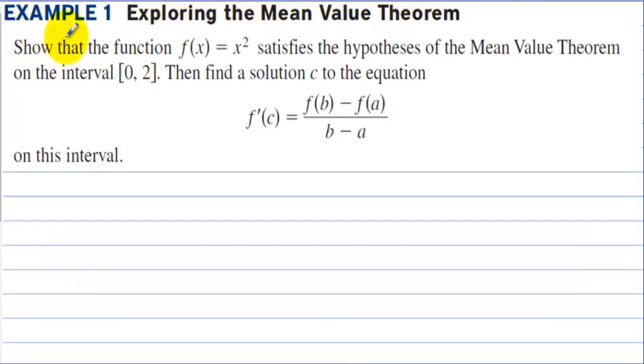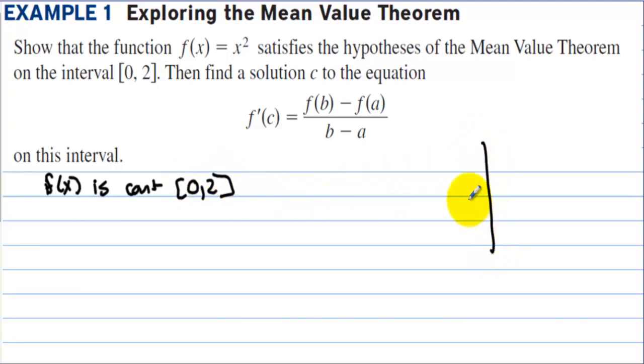Exploring the mean value theorem. Show that the function x squared satisfies the hypothesis of the mean value theorem on the interval 0 to 2, then find a solution C to the equation on this interval. The first part of the hypothesis is f of x is continuous on the closed interval from 0 to 2. Can we say that? Well, if we look at a graph of x squared, there's no denominators and there's no radicals. So this function from 0 to 2 is continuous.